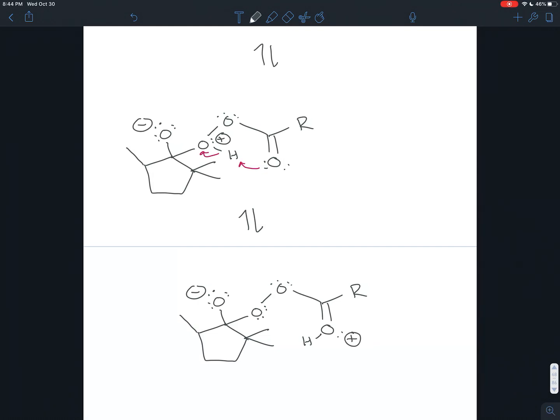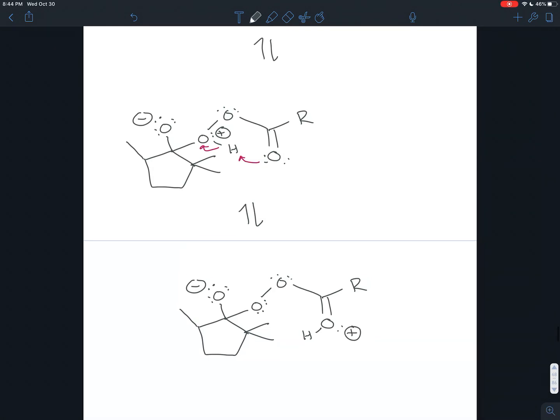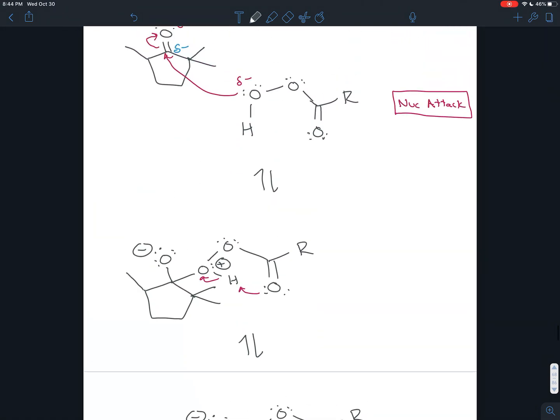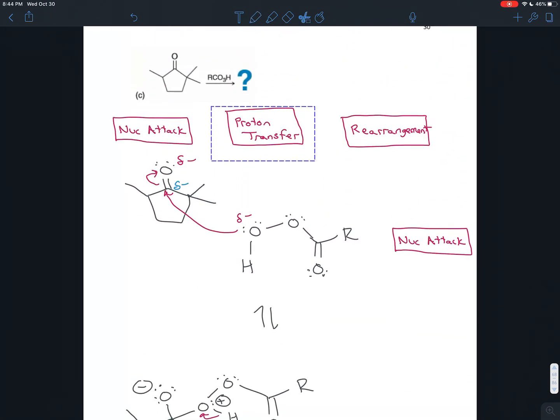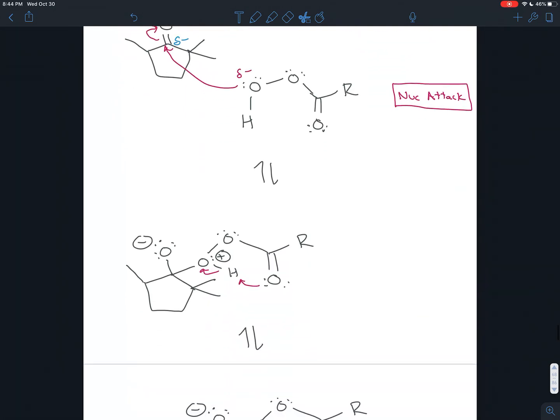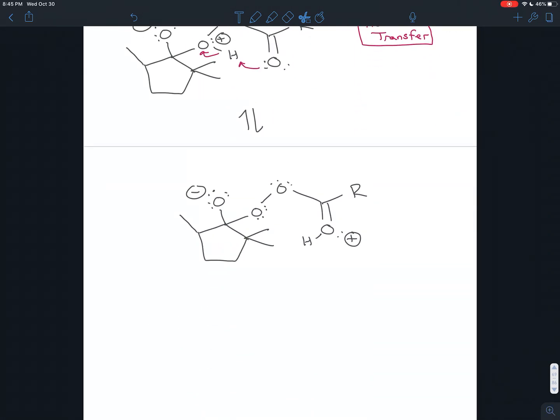Now that oxygen has 3 bonds, so it has a full positive charge. Okay, so this second step that we did was a proton transfer. Well, now there's a flow of electrons that wants to happen in this molecule. You have a lot of electrons building up here. You have a need for electrons on the other side.